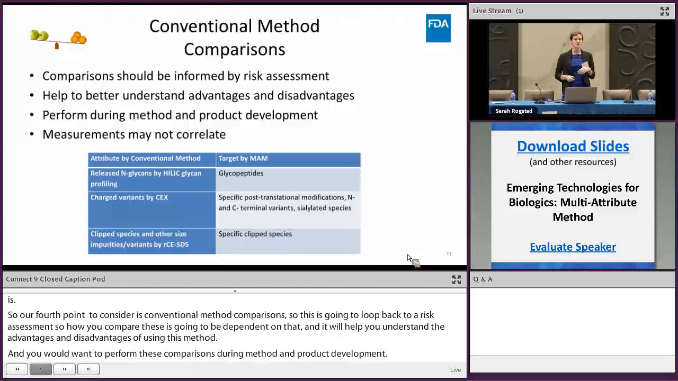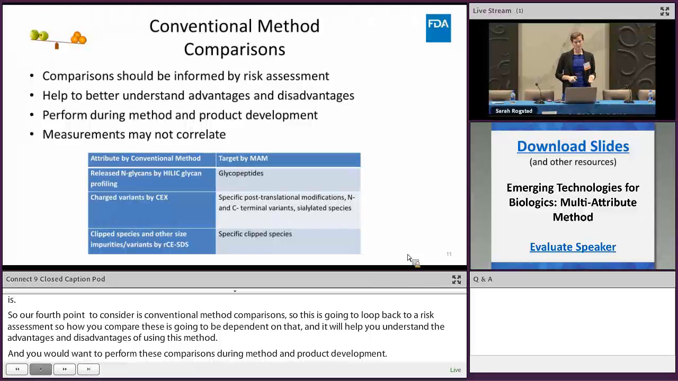So the most straightforward comparison is looking at your glycosylation profile. The conventional method here would be acylic glycan profiling to look at the N-glycan distribution. But with MAM, you're looking at glycopeptides. And that's actually a pretty straightforward comparison and should be fairly similar.